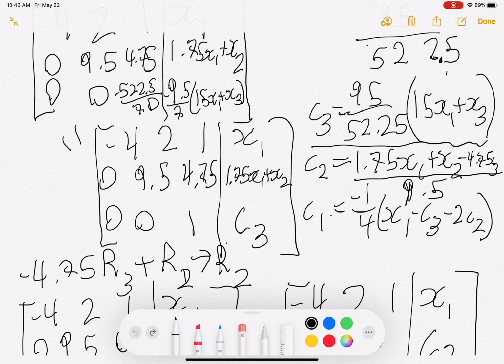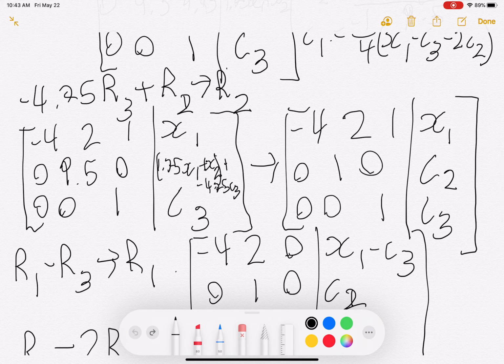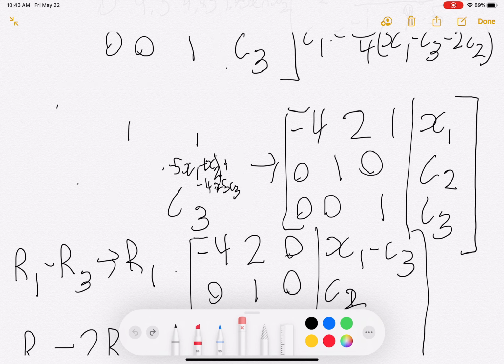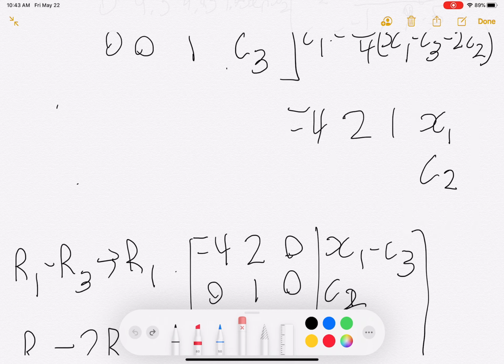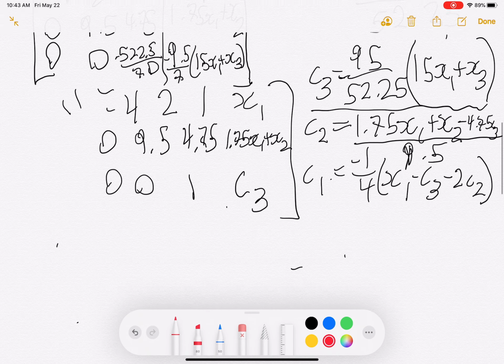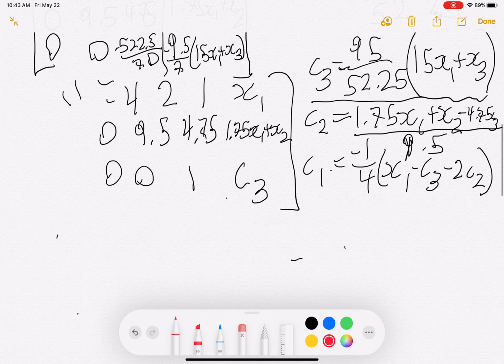So let's do that. Let's start off with C1. I'm going to give myself some space, because I don't want to keep going up and down. So this is going to be our new part. I'll use red. Okay. So we start off with C3, as you remember. So we can write this out.